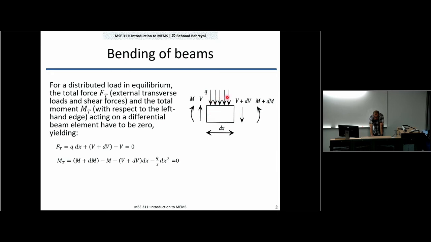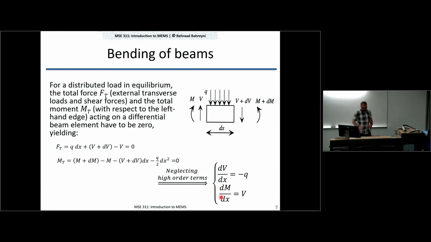And then the distributed force here will also create a moment, and you can integrate it over the length from 0 to x and figure out the moment due to the distributed load. At the end of the story, all those moments should add up to 0 as well. And neglecting higher order terms, from the first equation you can show that the change in shear force across the length of the beam is proportional to the distributed load, and the change in moment across the length of the beam is proportional to the shear force.